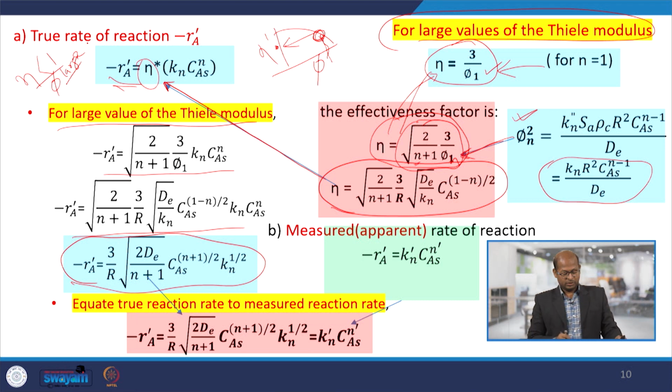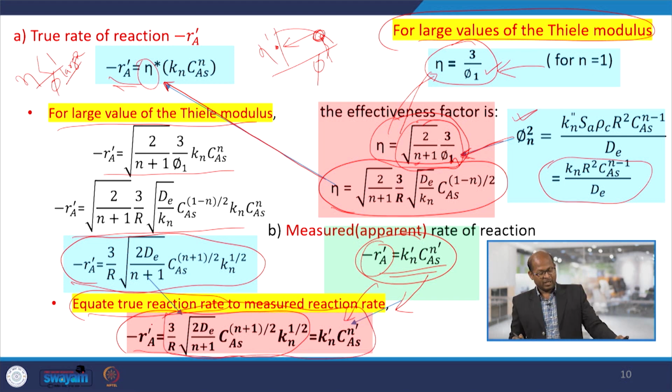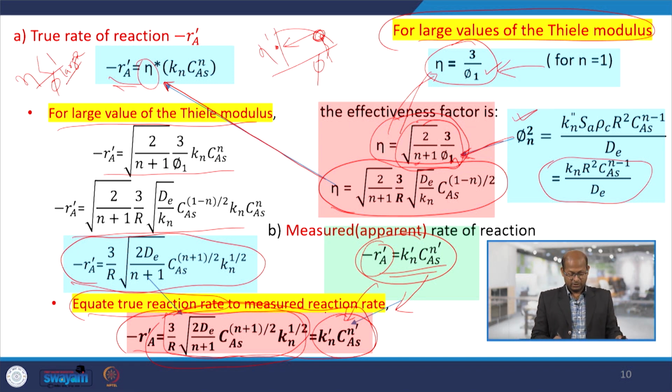Okay. So, in that case the true rate of reaction is this, and usually we measure the apparent rate, this, where we are not considering the Thiele modulus or effectiveness factor. So, this R A prime we are substituting here, and then we can write this. The left hand side is the true rate of the reaction and this part is the measured or apparent rate of the reaction. So, this is equation 1 and this is equation 2, let us say. Both the rates would be the same, so then we get these equations.